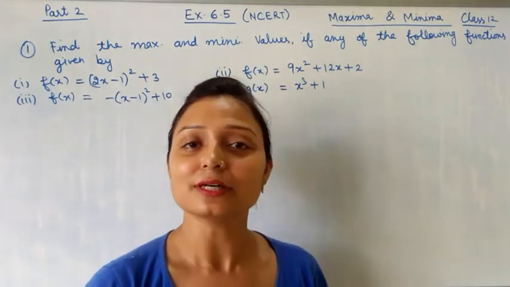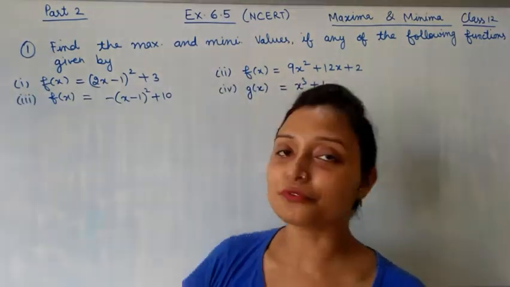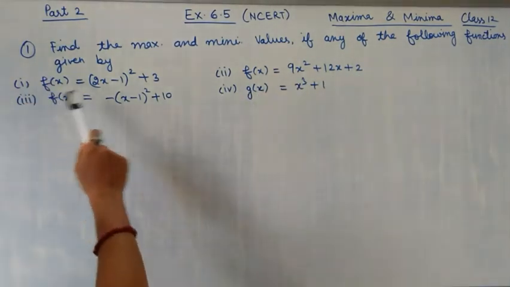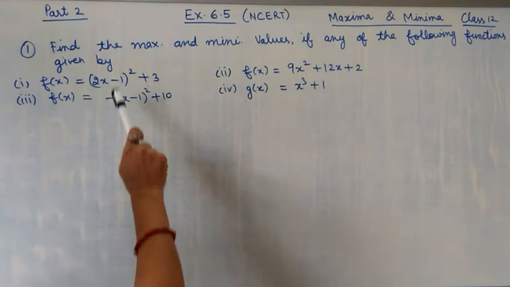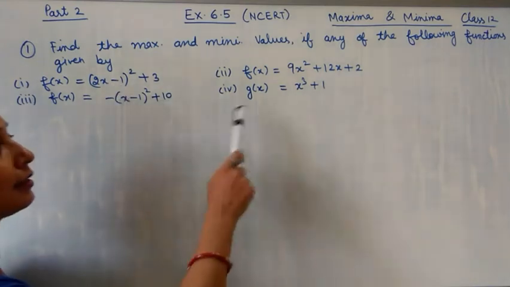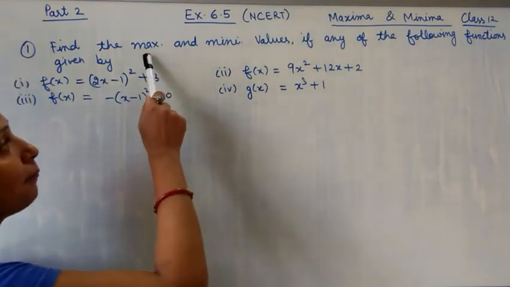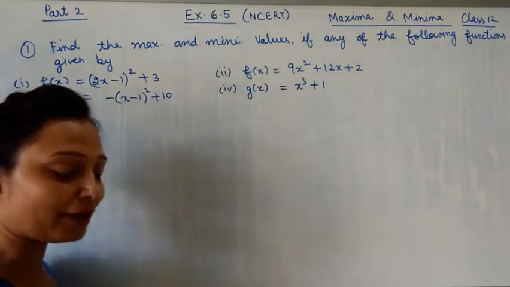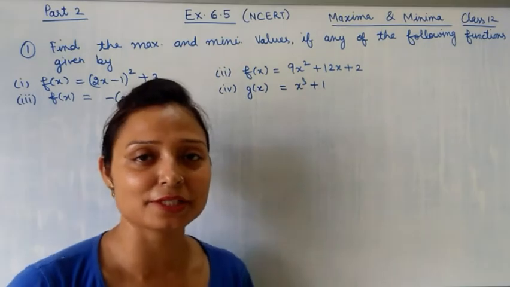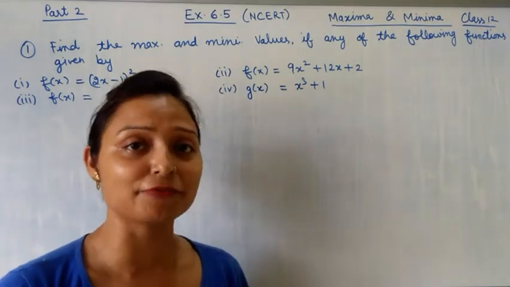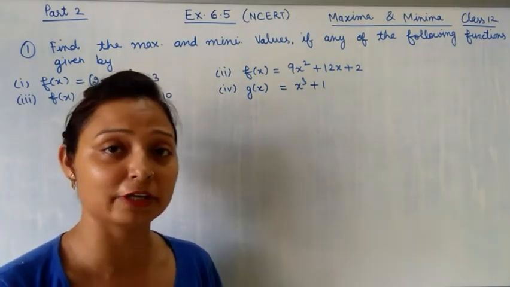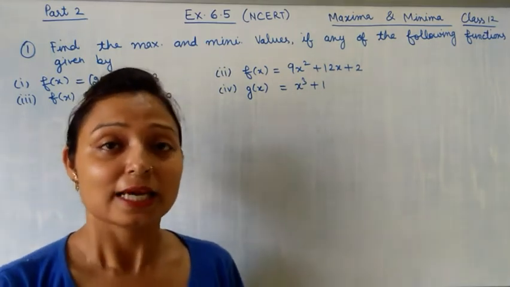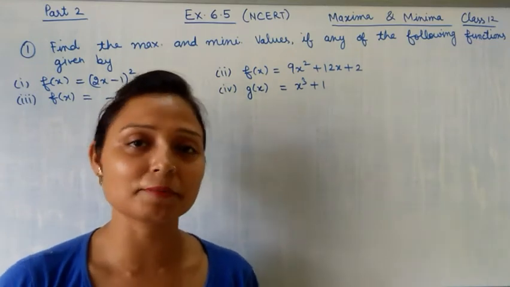Let's start with the first question, in which you have to find the maximum and minimum values, if any, of the following functions given by these four parts. You have to find the maximum and minimum value of the function. How can you find it? I have explained the definition. If f(x) is less than f(c), then f(c) is the maximum value, and if f(x) is greater than f(c), then f(c) is known as the minimum value.